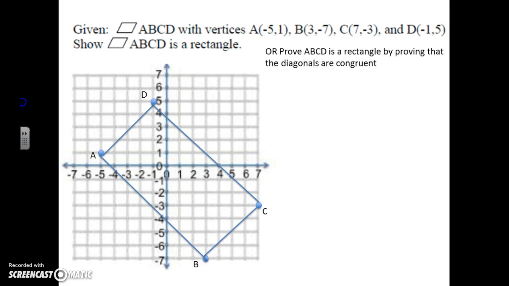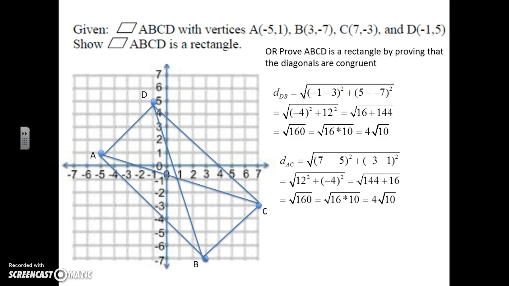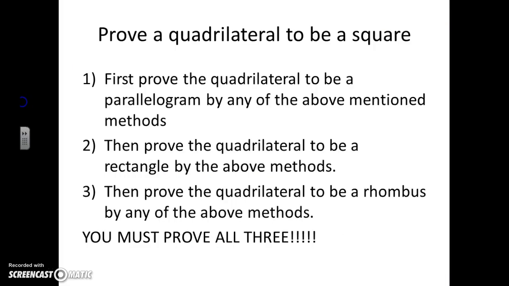I could do it another way, though. I could prove ABCD is a rectangle by proving that the diagonals are congruent. That means I'm going to need to use the distance formula. I found the length of segment DB, and I found the length of segment AC. I plug the coordinates into the formula, and I get that both diagonals are 4 square root of 10. Therefore, ABCD is a rectangle because the diagonals are congruent.